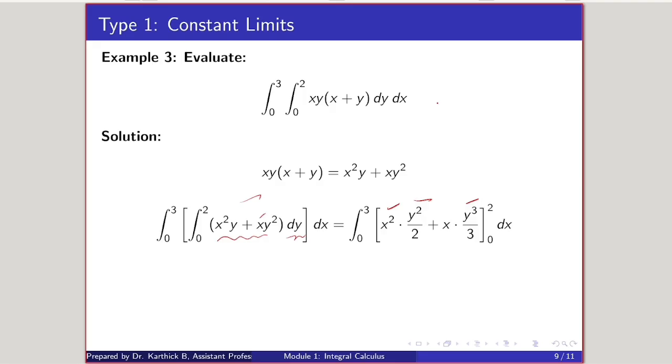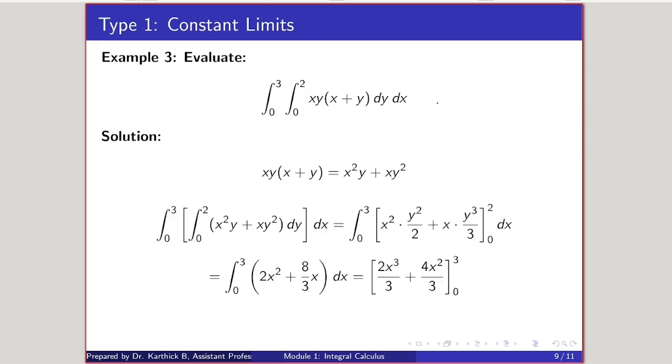Once I substitute the limits, what happens? I get 2x square plus 8 by 3 x. I'm substituting the upper limit because the lower limit is 0, and 0 plus a non-zero value gives the non-zero value. So this will be the outer integral. If I integrate this with respect to x, here 2 will be a constant, x square with respect to x becomes x cube by 3, and 8 by 3 x. If I integrate x, it will be x square by 2, and we can cancel by the value.